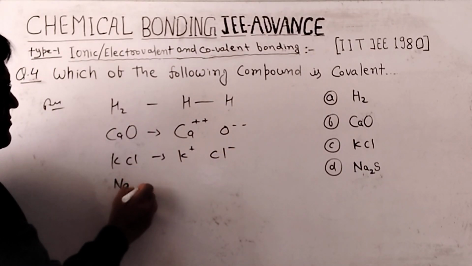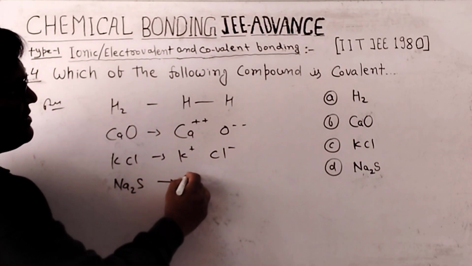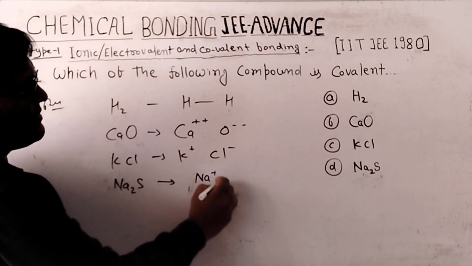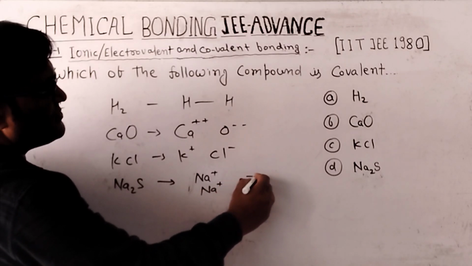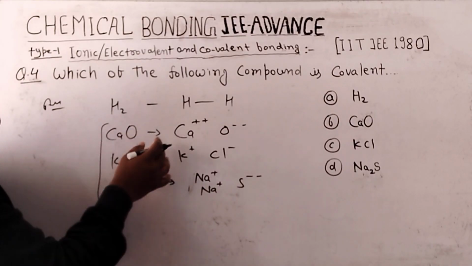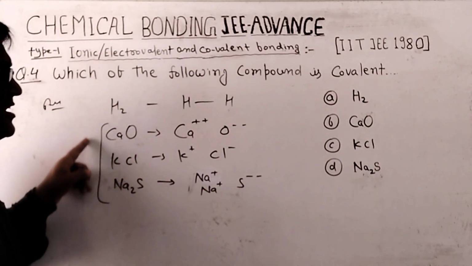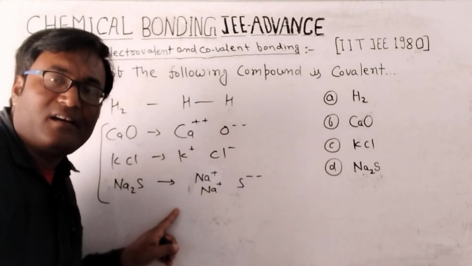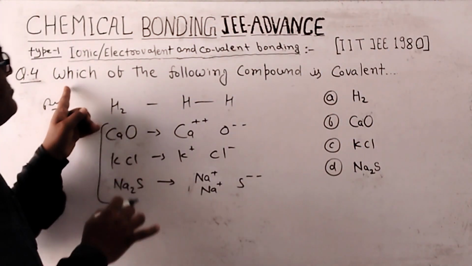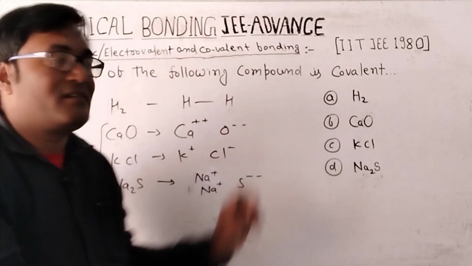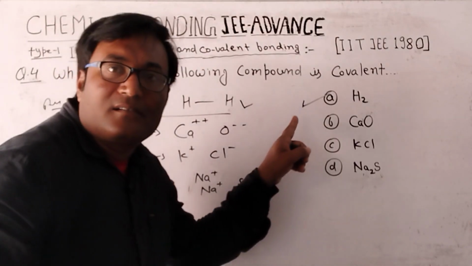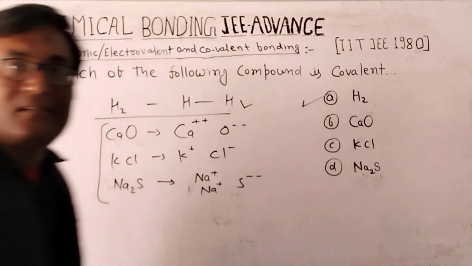In Na2S, sodium sulfide, 2 moles of Na+ ion and 1 mole of sulfide ion are present. These B, C and D, these three compounds come under electrovalent or ionic compounds. But according to the question, which of the following compounds is covalent? In H2, a covalent bond is present. So option A is correct. You can take a screenshot now.